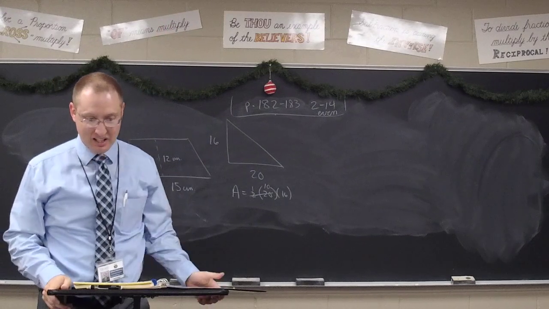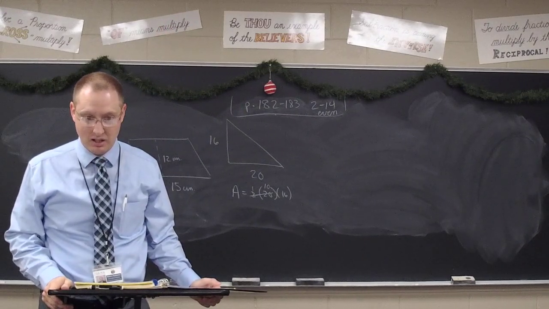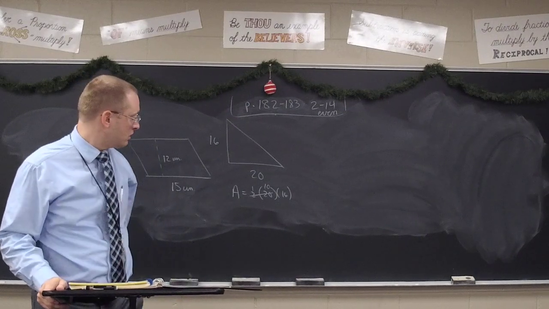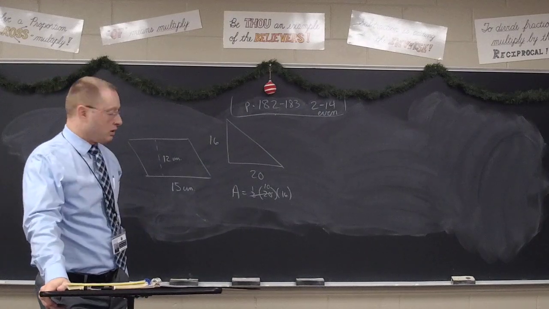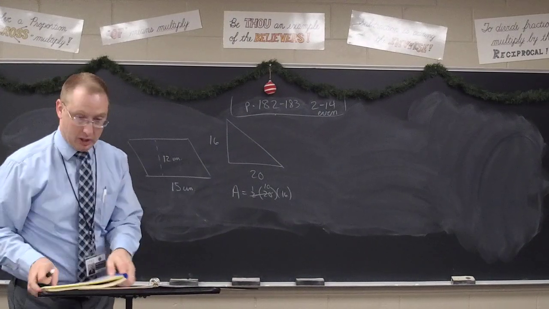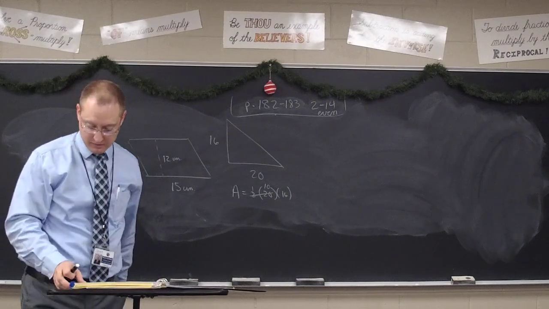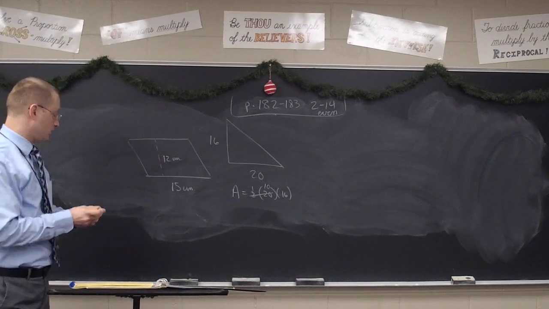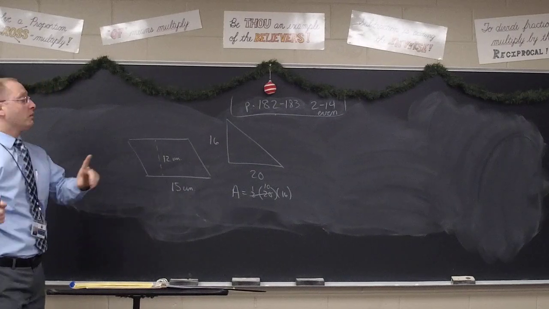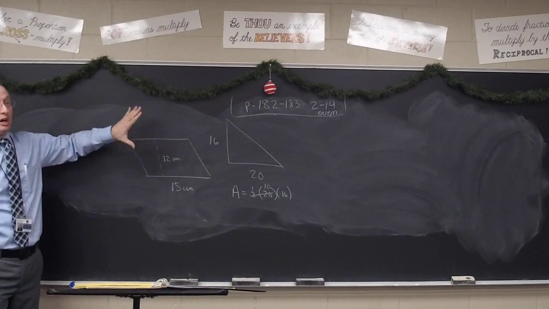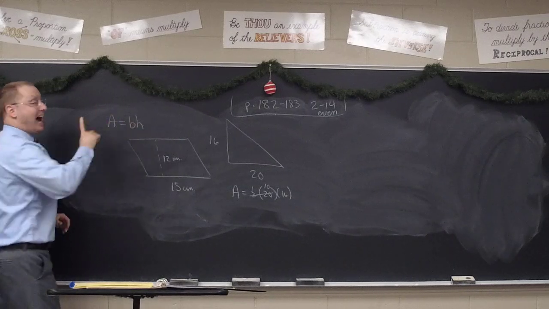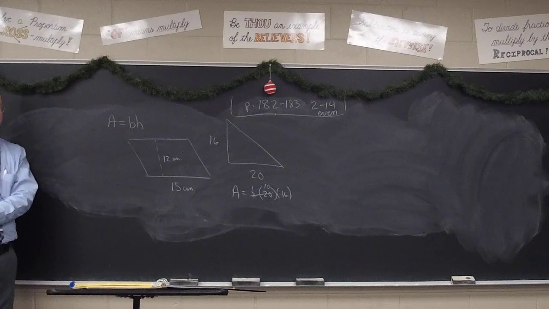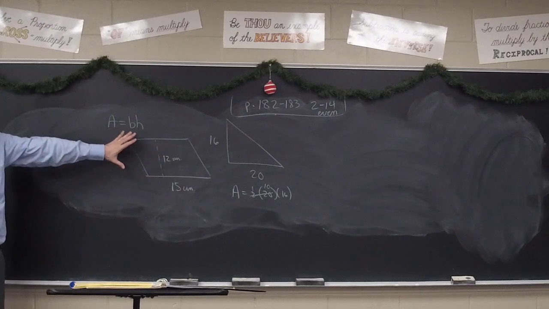Yes, sir. For number 10, the yellow one, couldn't you just divide the 12 by 2? Oh, okay. What shape is this, class? Parallelogram. What's the formula for the parallelogram? A equals BH, not a half BH. Triangle's a half BH. Don't cut anything in half on a parallelogram.